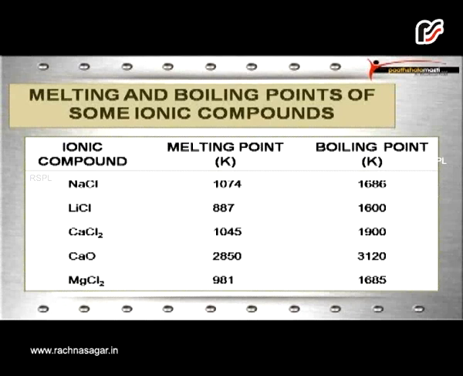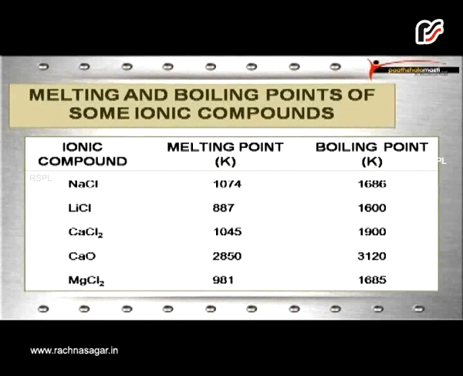Because they are oppositely charged ions, there is a strong electrostatic force of attraction between sodium ion and chloride ion. That is the reason its melting point is very high, that is 1074 Kelvin. Its boiling point is also high, 1686 Kelvin. Lithium chloride, on the other hand, has a slightly lower melting point as compared to sodium chloride. It has got 887 Kelvin melting point and its boiling point is 1600 Kelvin.